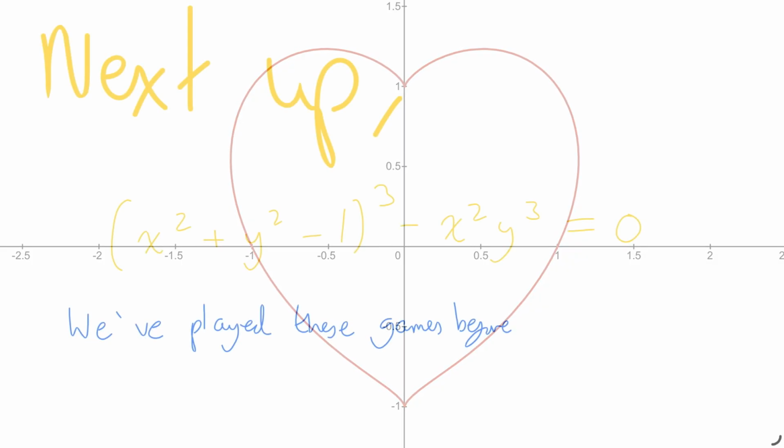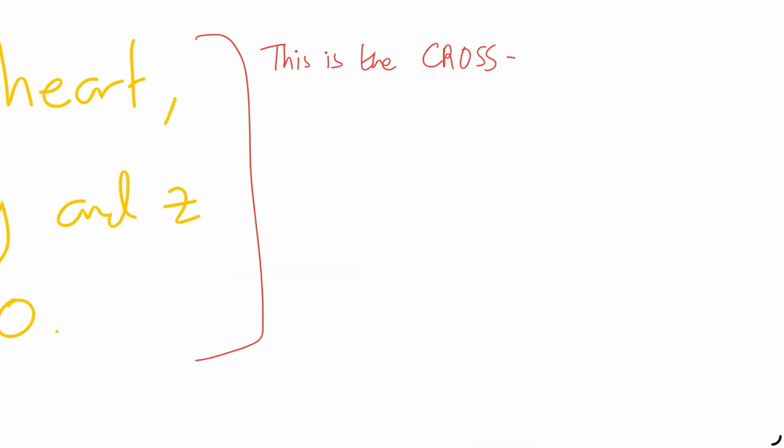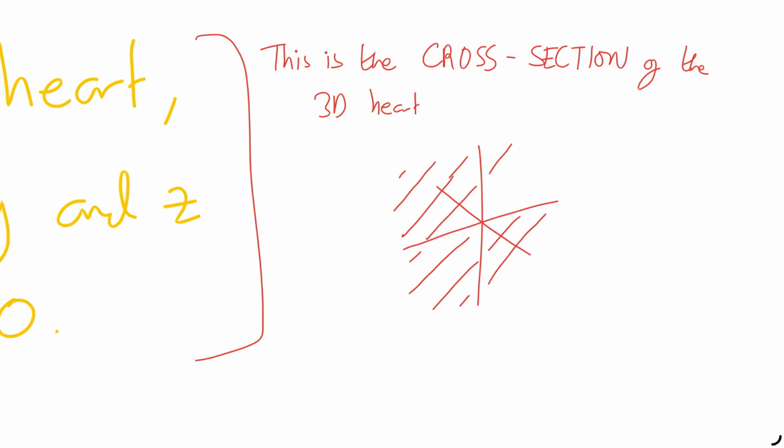This one looks familiar, and it should do because it's just the first equation, but we swapped around y and z and then set z to 0. And geometrically, what this looks like is taking the cross-section of the 3D heart right in the middle where it's at its biggest, or alternatively projecting the 3D shape onto a 2D surface.